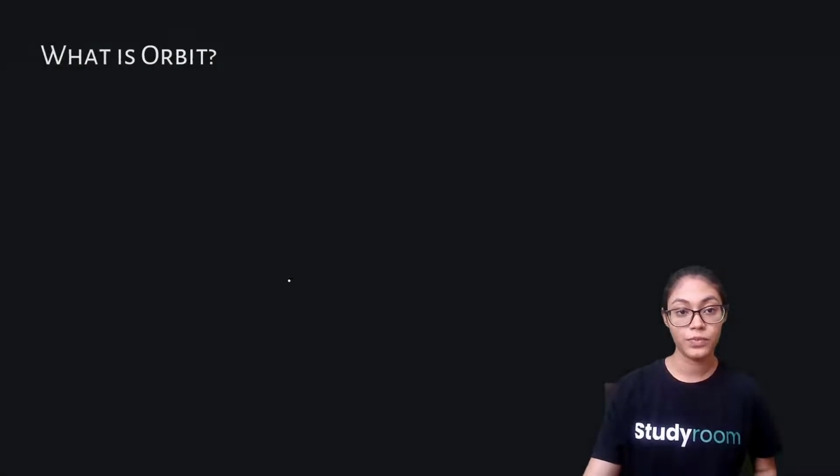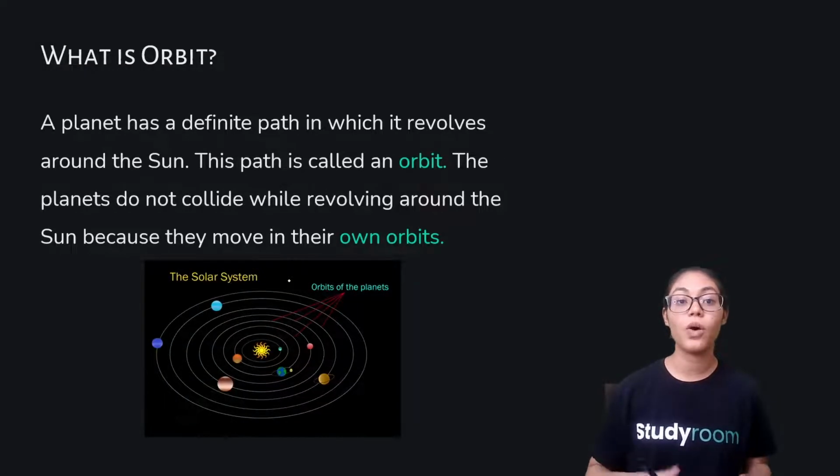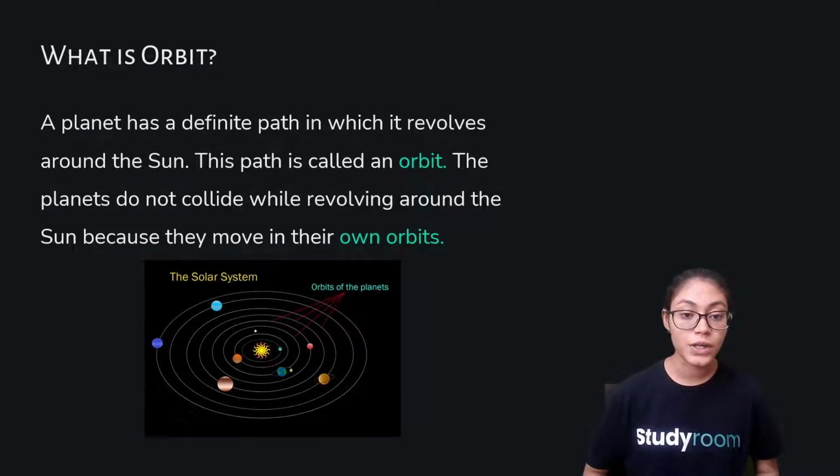Now, what is orbit? A planet has a definite path in which it revolves around the sun. Here you can see the Earth's orbit. It has a definite path for revolving around the sun. The planets do not collide while revolving around the sun because they move in their own orbits.